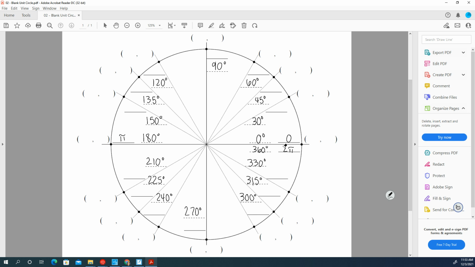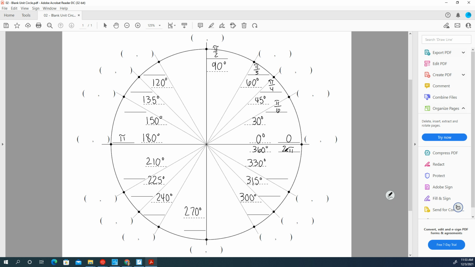We should also know off the top of our head what 30 degrees is in radians, which is pi over 6. We should know what 45 degrees is in radians, which is pi over 4. 60 degrees, pi over 3. 90, pi over 2.